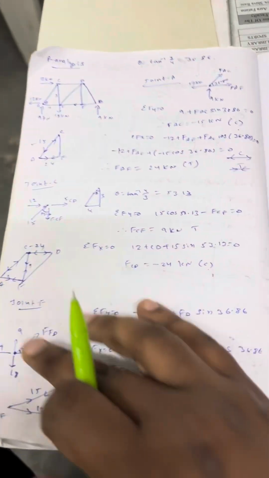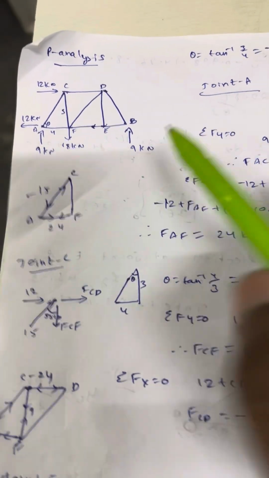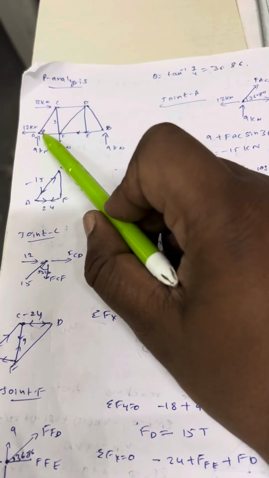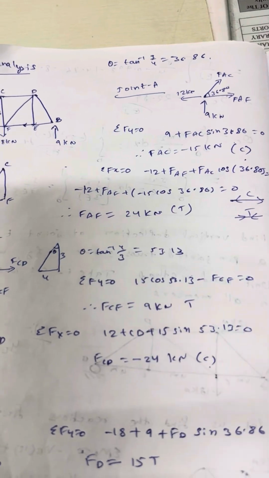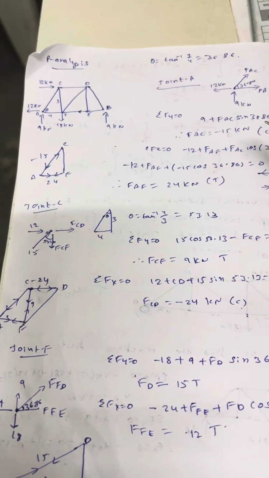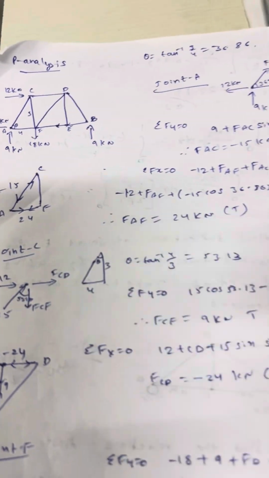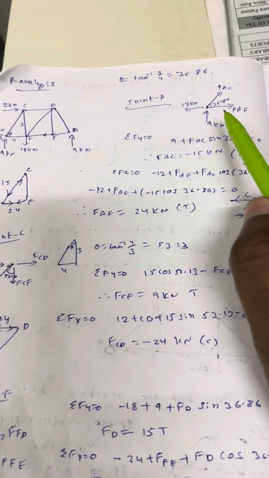Now P analysis. Now draw the figure as it is given in the question. Now theta is equal to tan inverse 3 by 4. So theta is 36.86. Now joint by joint we need to calculate the forces. First I am going to joint A. So here the free body diagram is this one. This is the free body diagram.